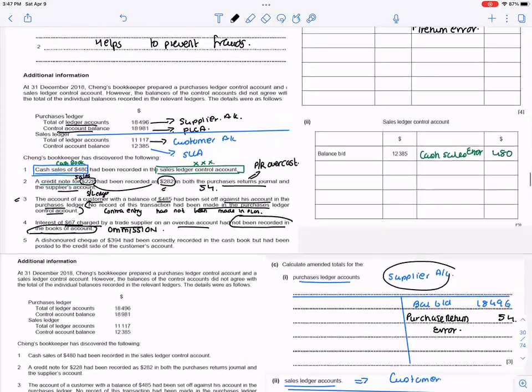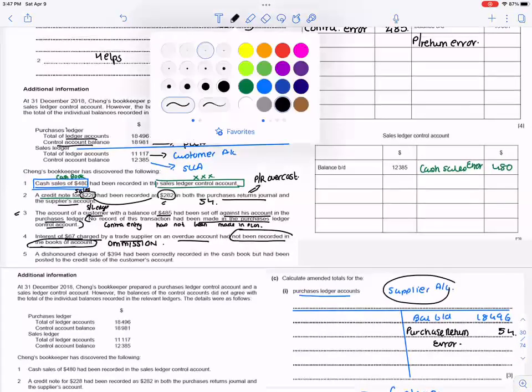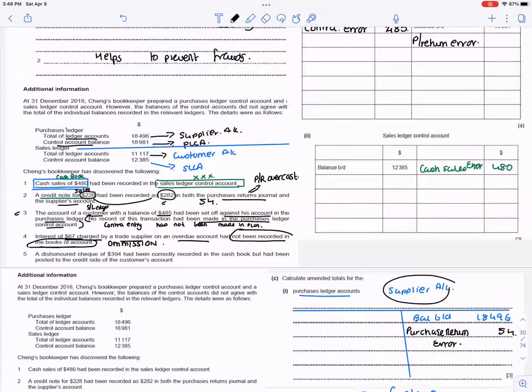If it says books of account, it means both places, the control account and the ledger. If they do not mention anything, omission means you've omitted both places. If they tell you omitted only over here, then only over there. Earlier, the contra had not been made in the PLCA, so you omitted only in the PLCA.